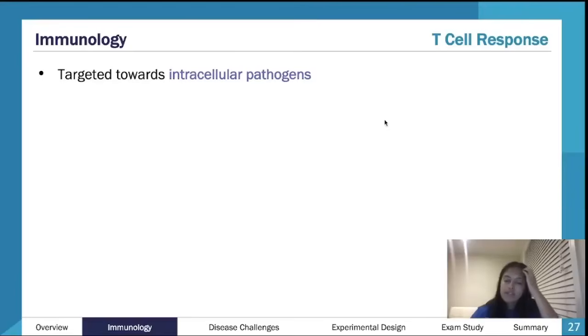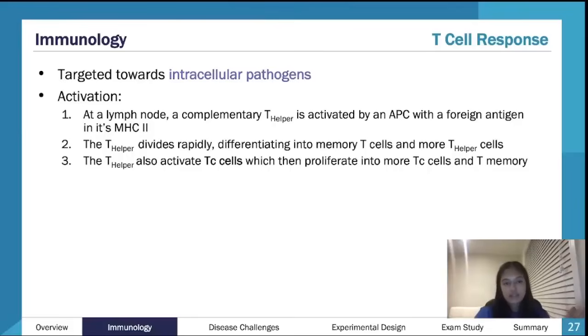Okay, I am mindful of time, so I'll keep going through it. T cell responses are targeted towards our intracellular pathogens. Again, think of our viruses, our cancers, stuff like that.